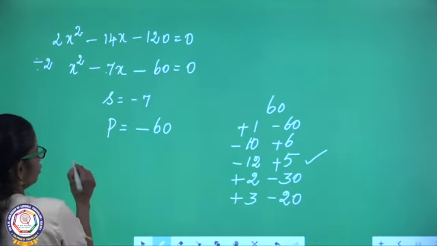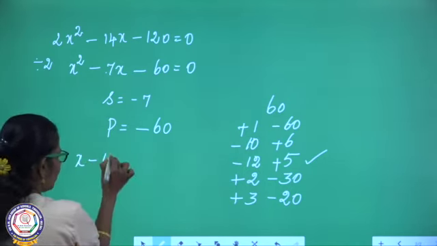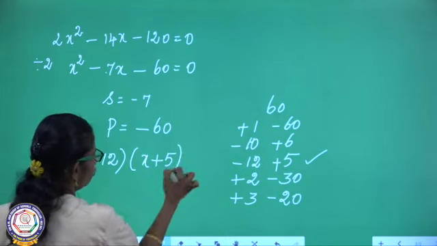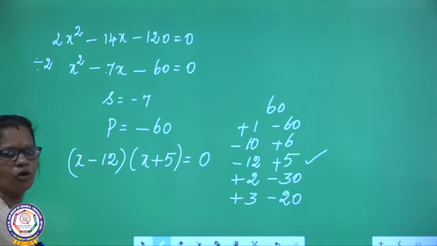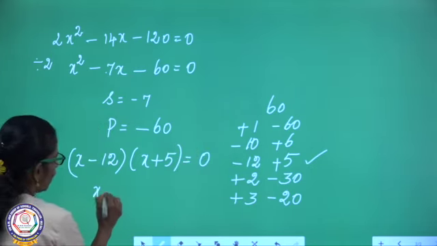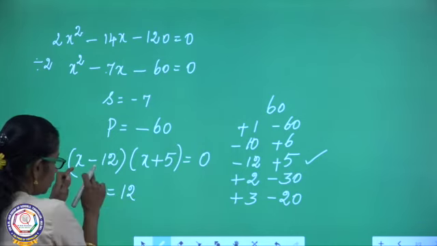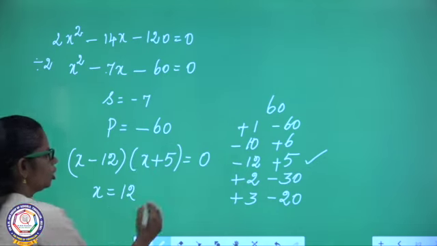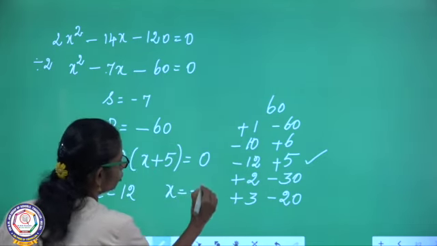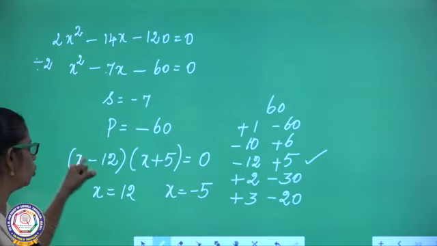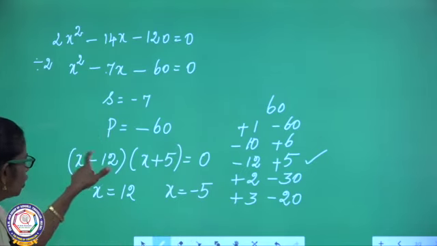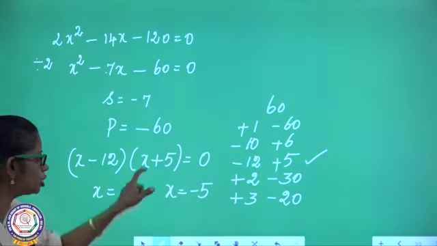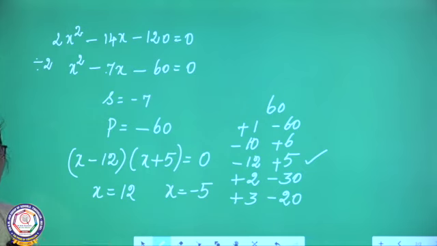Now, how am I going to write it? (x − 12)(x + 5) = 0. Now what is your x? x = 12. Each and every factor you should equate with 0. x + 5 = 0, what will you get? x = −5. One thing I will tell you: in the factorization, if the number is negative, it will act as positive, and if it is positive, the number will act as negative, that's all.